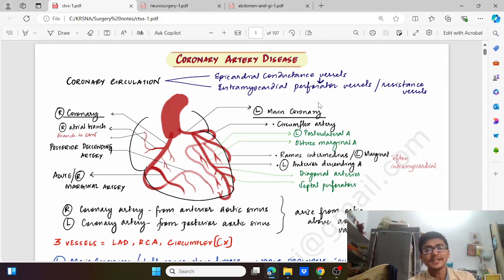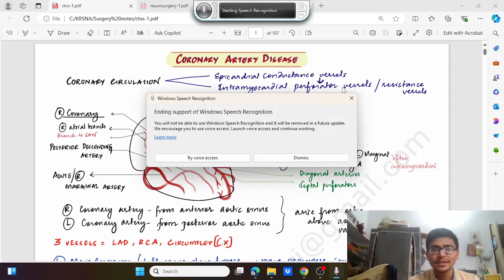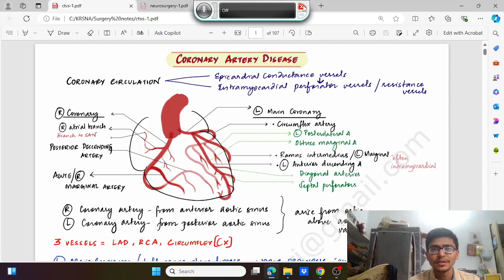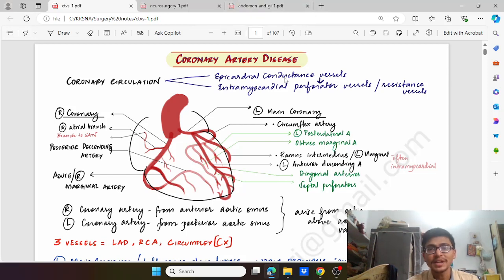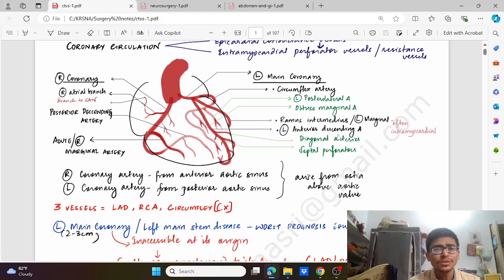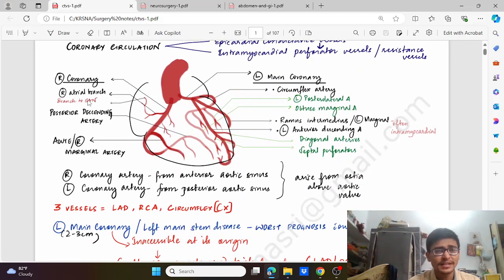So, let's get started. Ischemic heart disease, coronary heart disease. Coronary circulation is with the help of epicardial conductance vessels along with intramyocardial perforator vessels, which are the resistance vessels. So we have the right coronary, with branches as the right atrial branch, right posterior descending, and right marginal artery. In the left, we have the left main coronary, left circumflex artery.